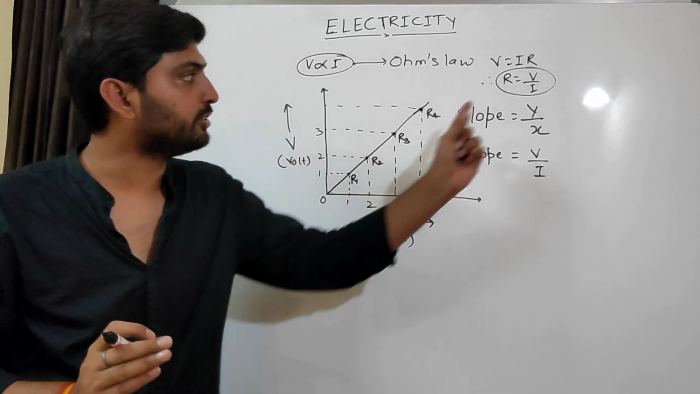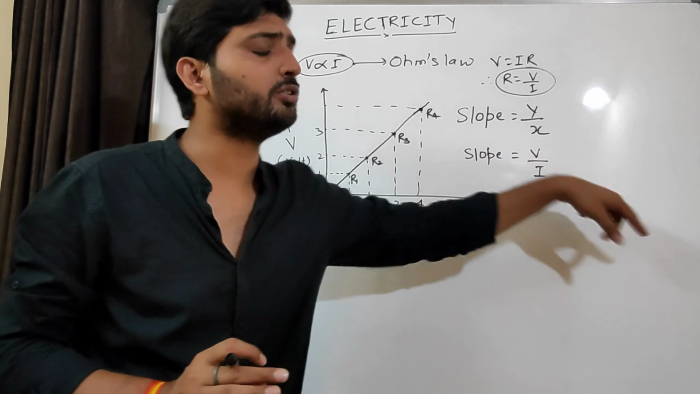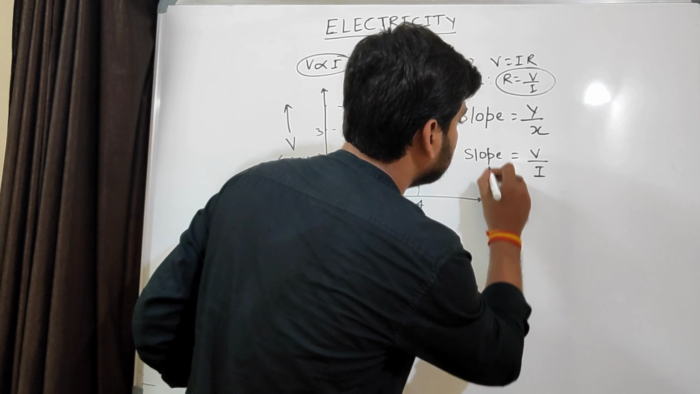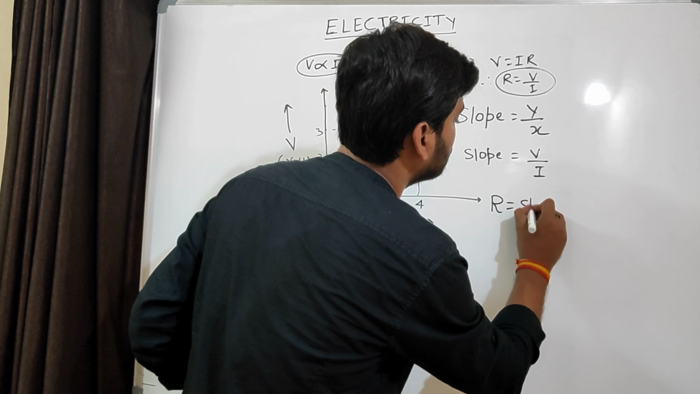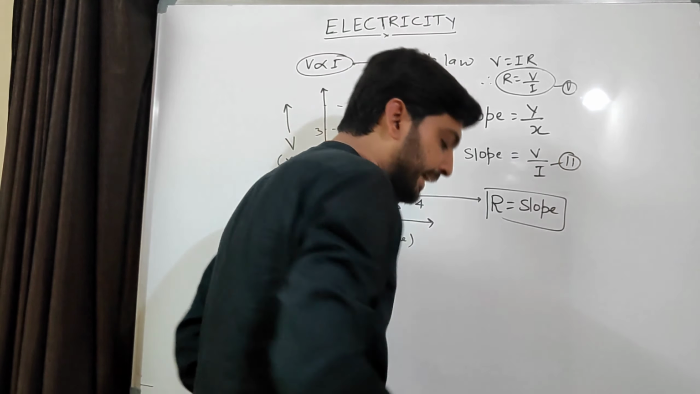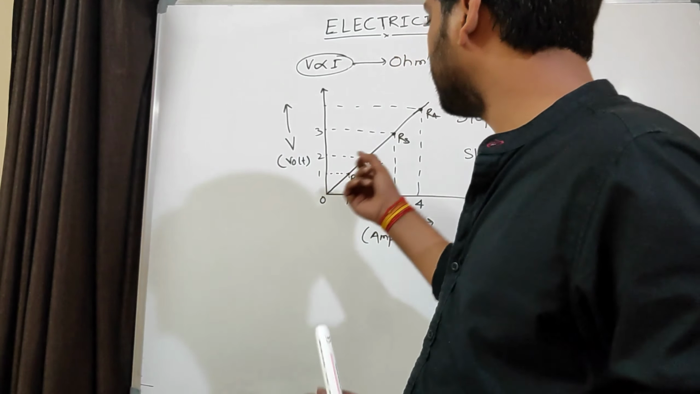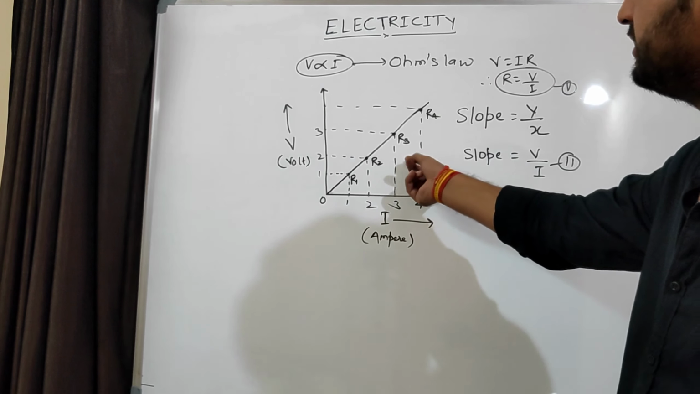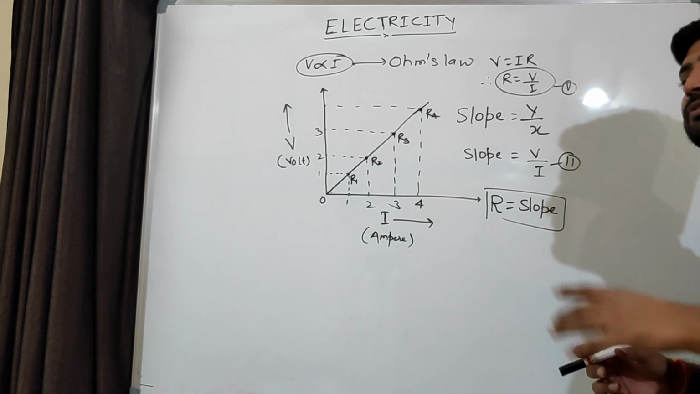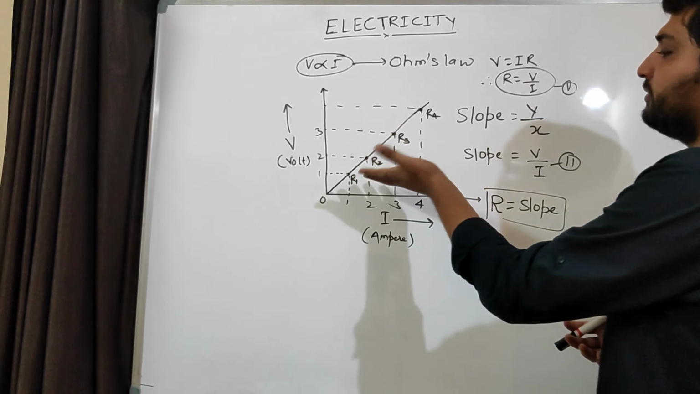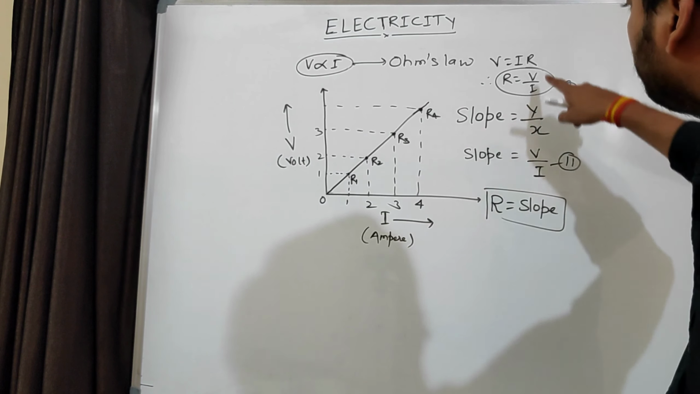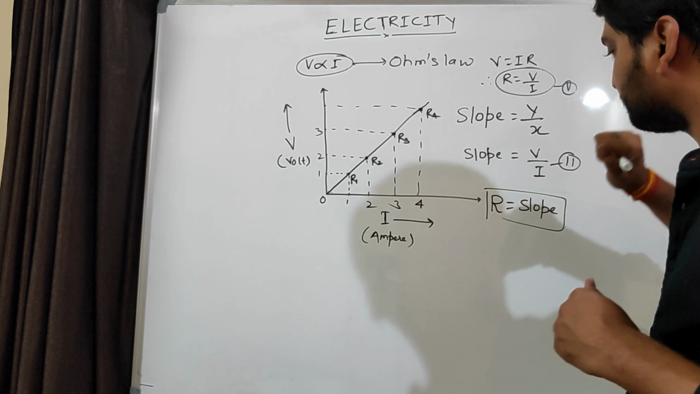Slope is V by I, and resistance is also equal to V by I. It means resistance and slope are equal to each other. Therefore, R is equal to slope, from equation 1 and equation 2. It means if we find the slope of this graph, we will get resistance. In some questions, this graph will be given and you need to find the resistance. So what will you do? You will find the slope of this graph, and you will get the value of resistance. How will you find the slope? Slope is nothing, y by x.